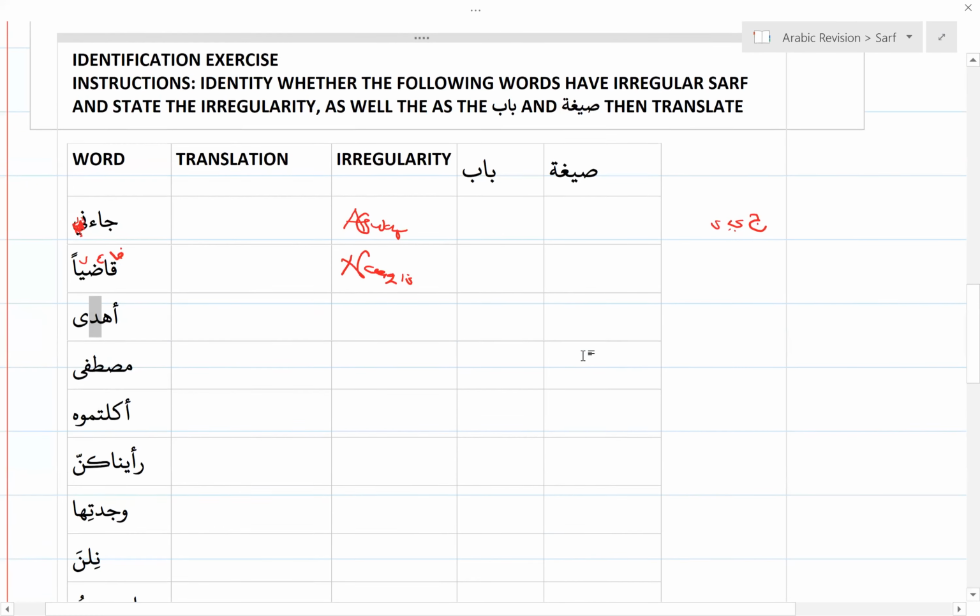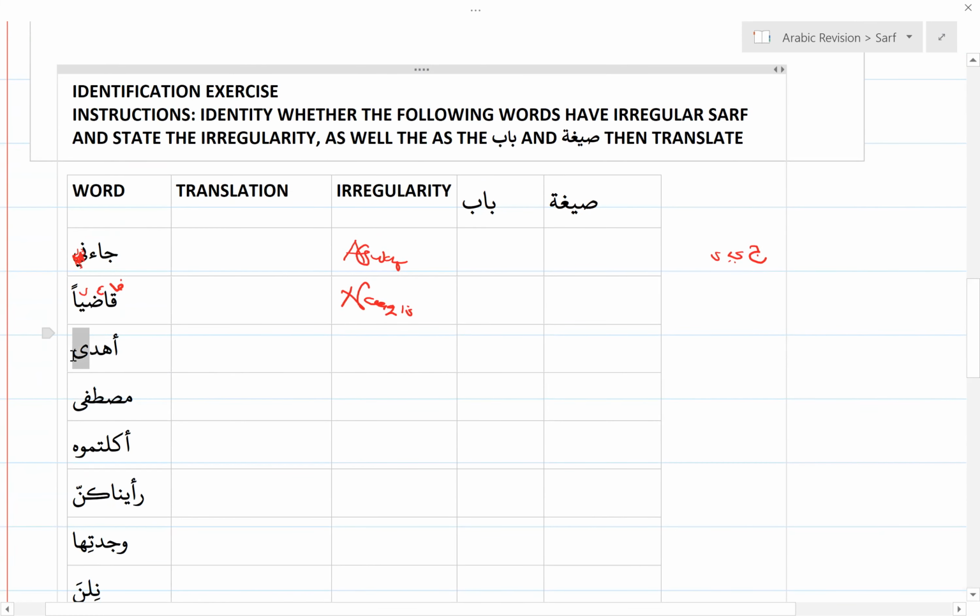Then we come to the end, and the end looks like an alif, and we know an alif is a symptom of waw or a ya. So this tells me this is naqis. Now I have to ask myself, if I agree that this is naqis, then which family is it? It can either be family 4, or family 1, depending on the meaning.